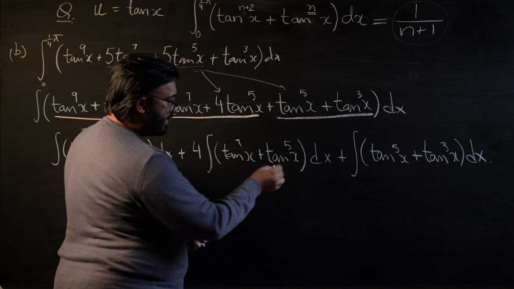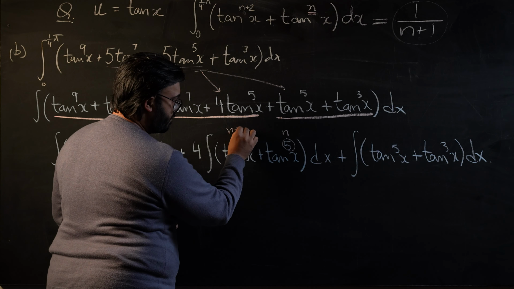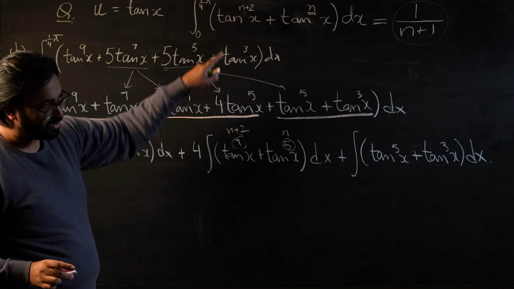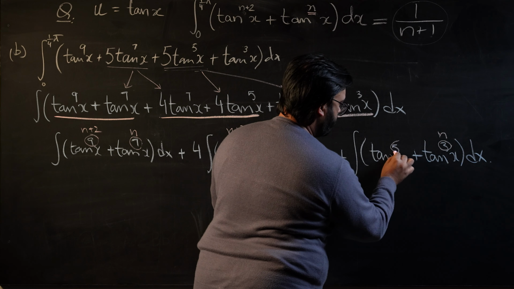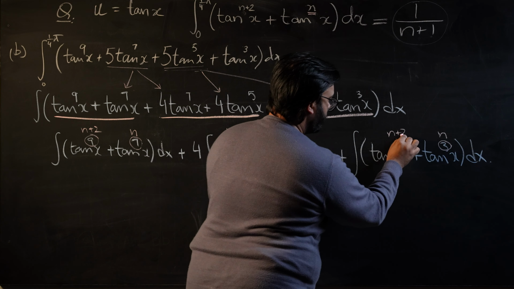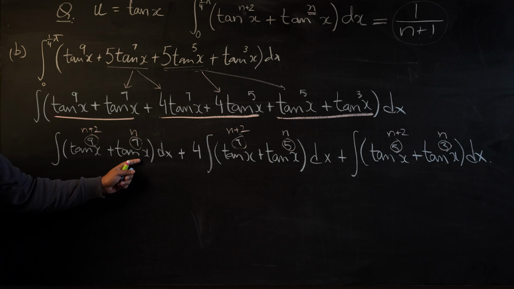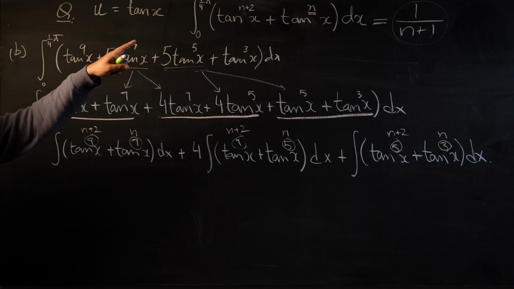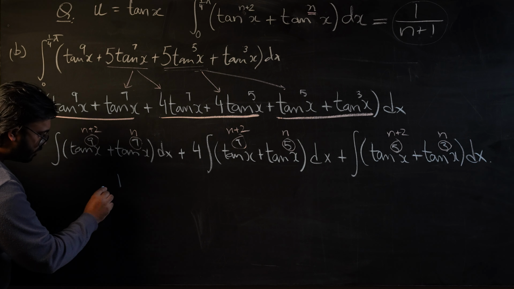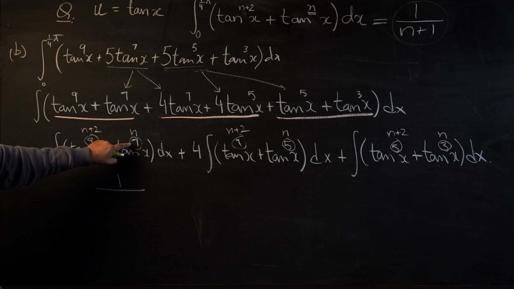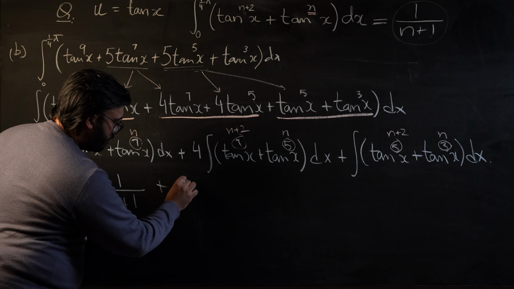In this expression, if I take n as 5, my n plus 2 should be 7. We can see this is following the exact same pattern. And for the last term, if I take n as 3, then n plus 2 would be 5. So we know that if this expression follows that pattern, the final answer would be 1 over n plus 1. So for the first one, the answer should be 1 over n plus 1. n is 7 over here.